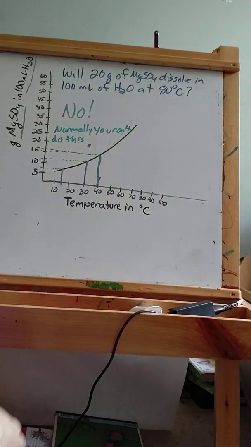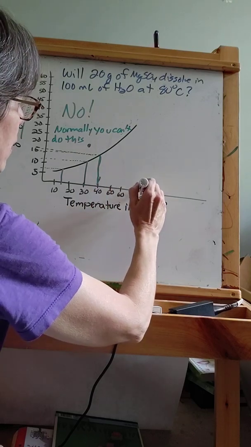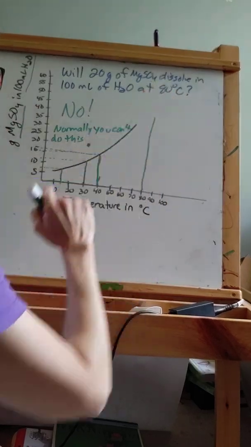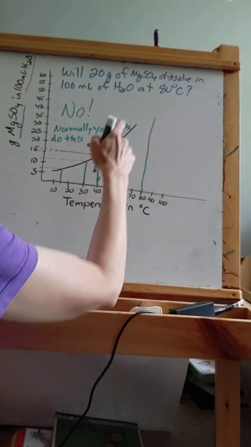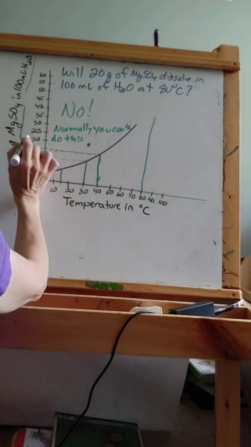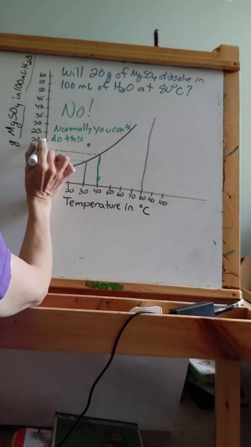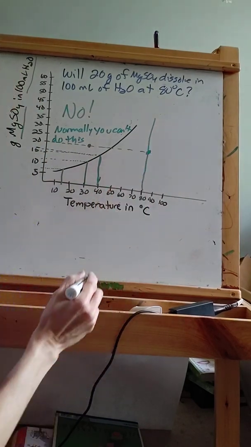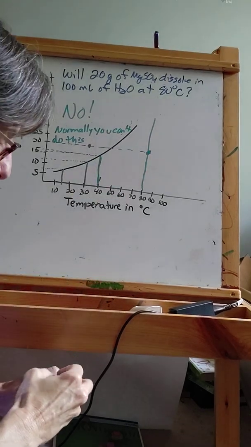Let's try that one. We're going to come over here to 80. We're going to go up here, and I had to erase my line a little bit to write my problem. My line doesn't even go up that far. I'm going to take the 20 grams. I'm going to trace this over. 20 grams gets me right here. That is below my dark line.